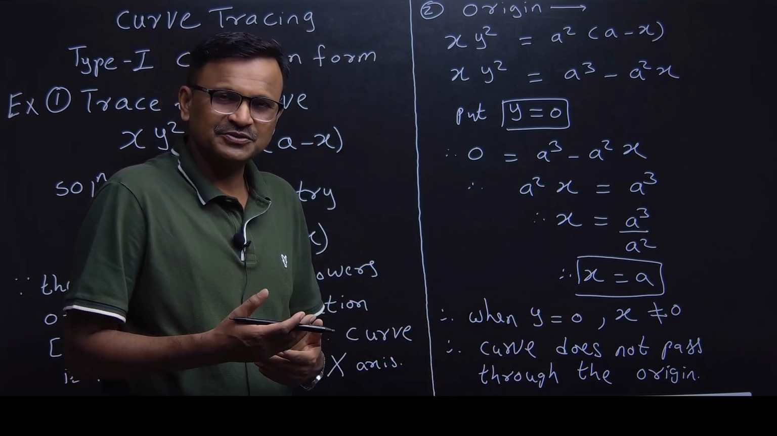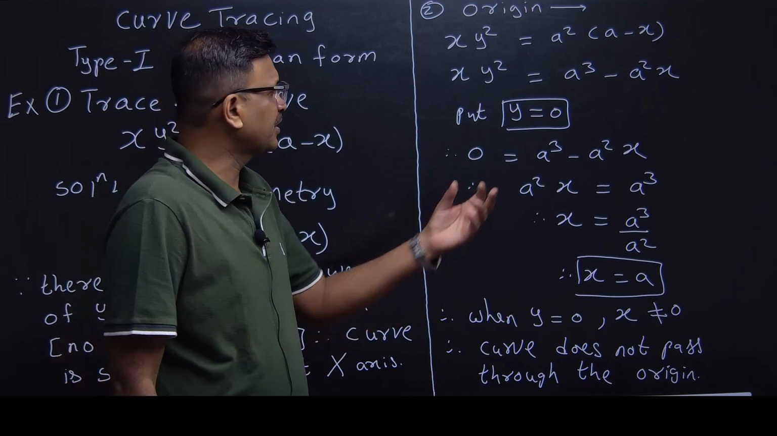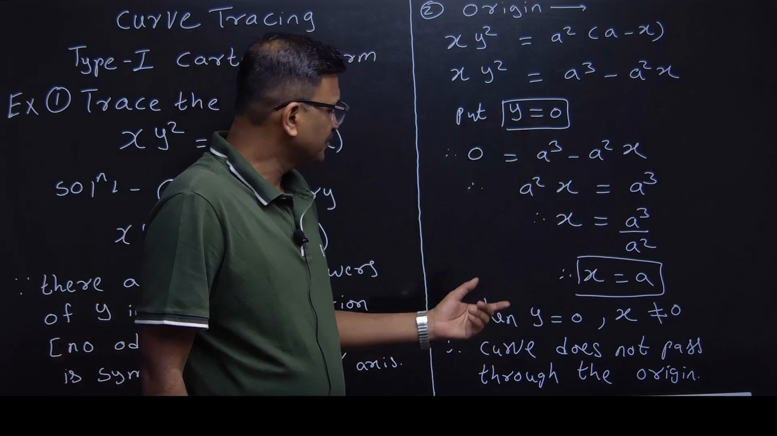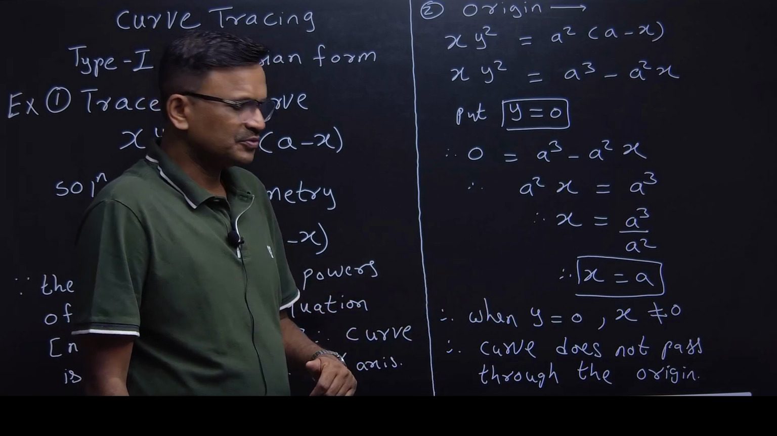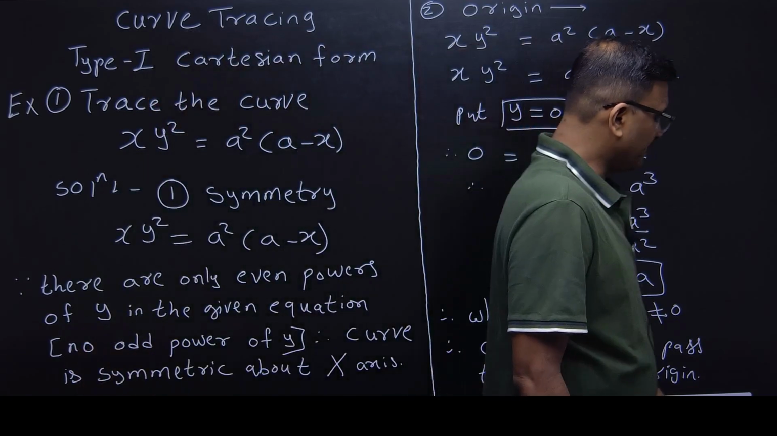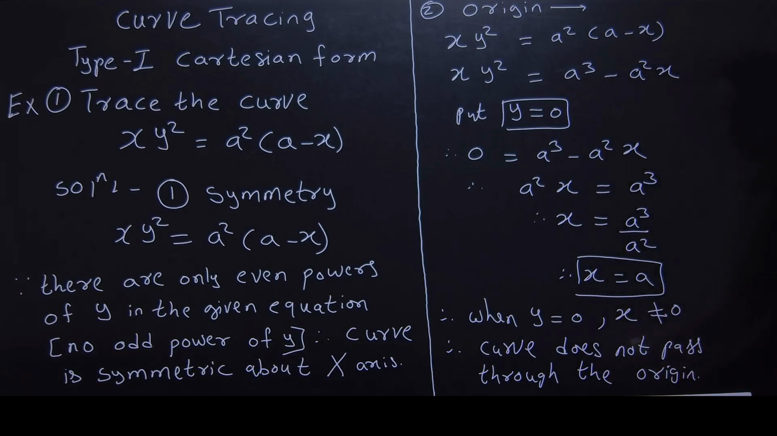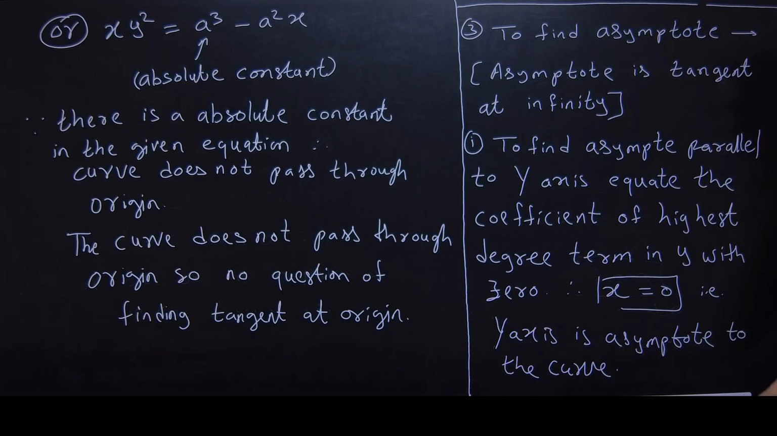When we put y as 0, x did not come as 0. So it means that the curve is not going to pass through the origin. Curve is not going to pass through the origin. We have seen that the curve is symmetric about the x-axis and it does not pass through the origin.